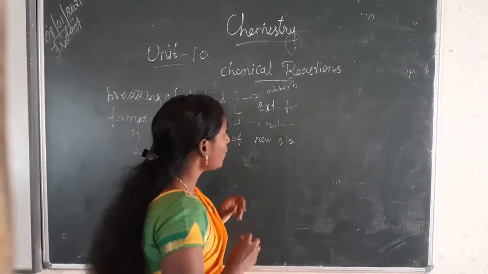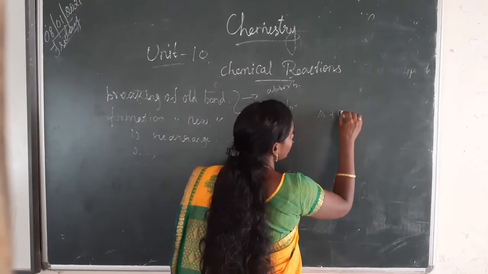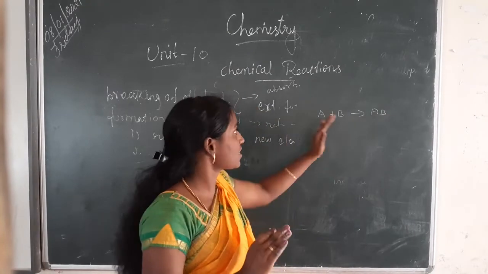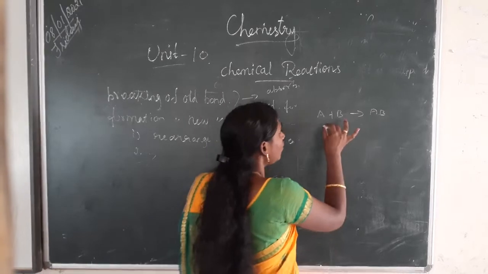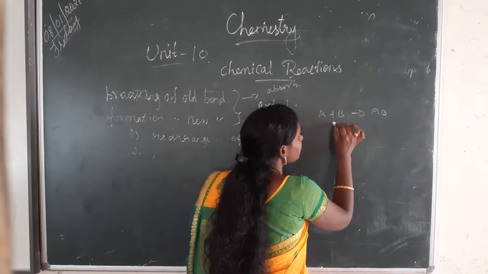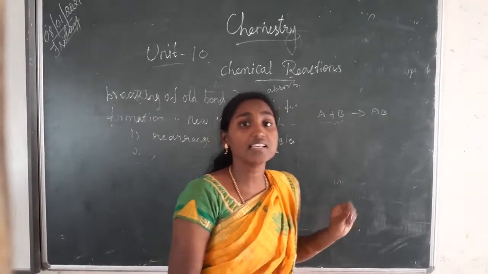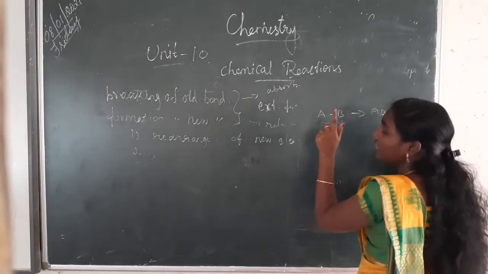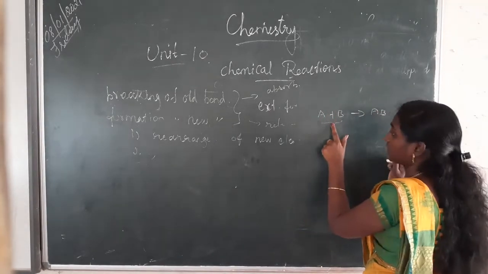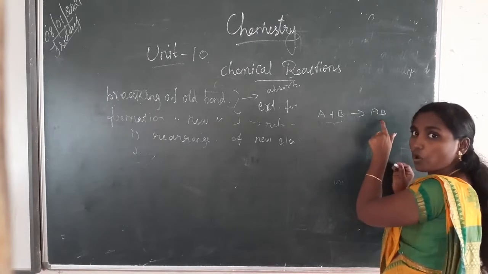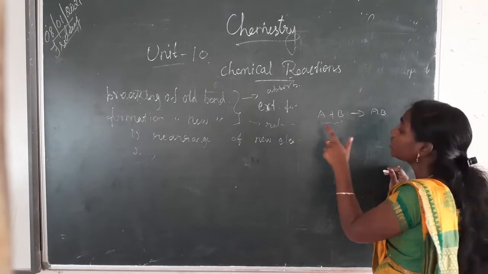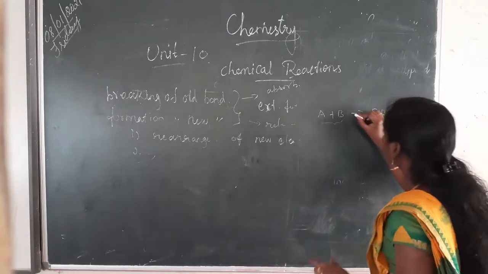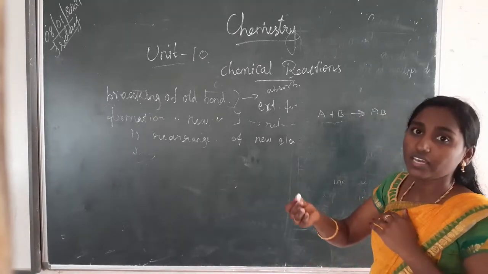For example, I am saying A plus B gives AB. You can say it is a simple chemical reaction. In this simple chemical reaction, the left side is called the reactant. The right side is called the product. You all know this, right? And this arrow indicates the direction of the reaction.